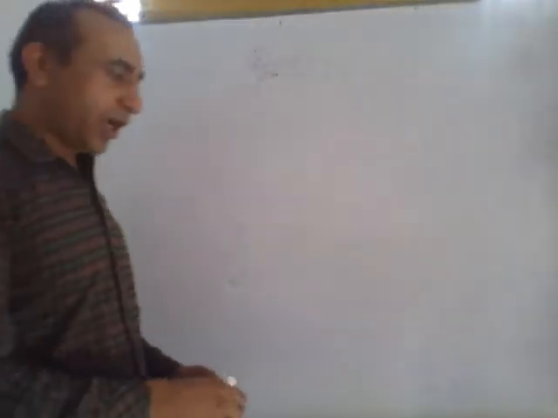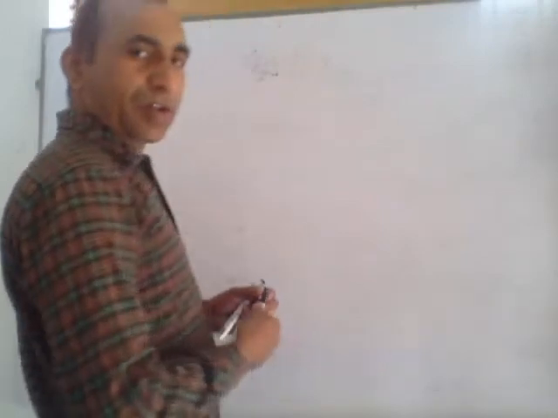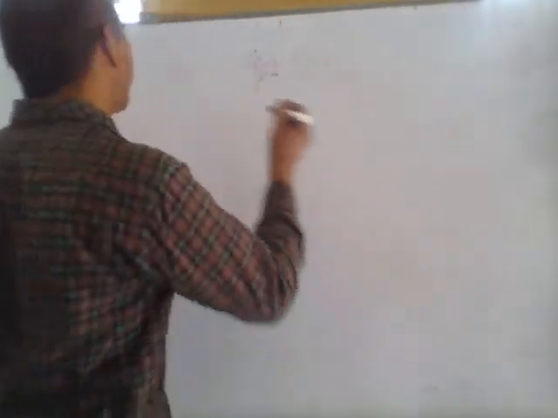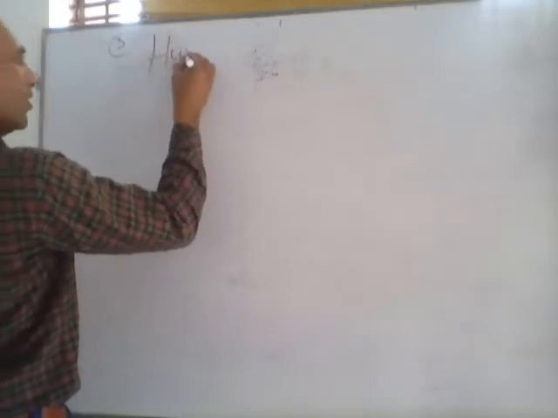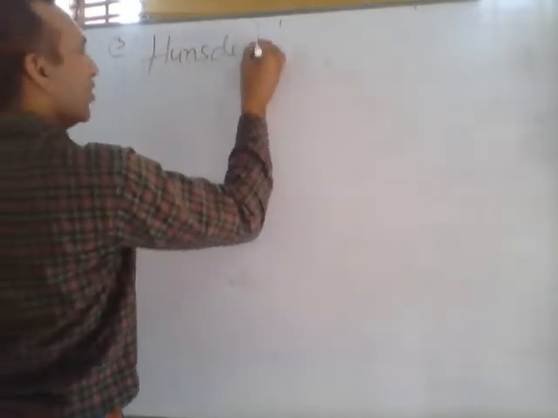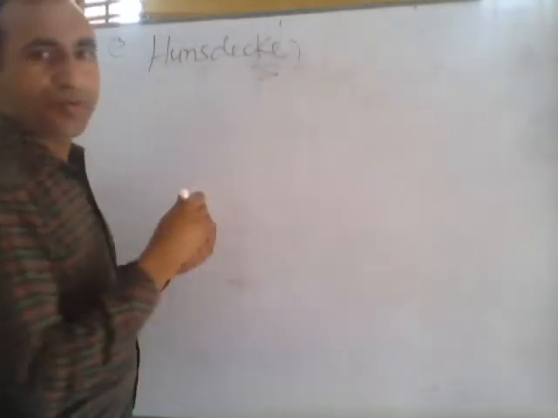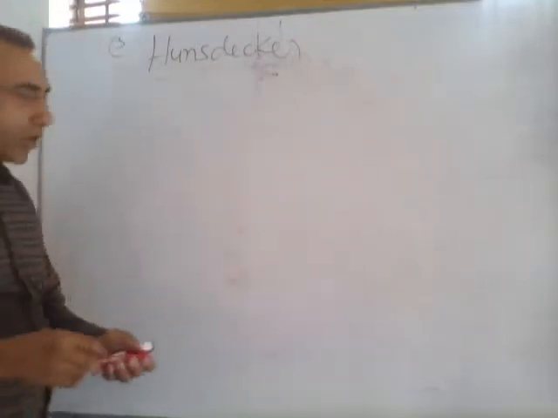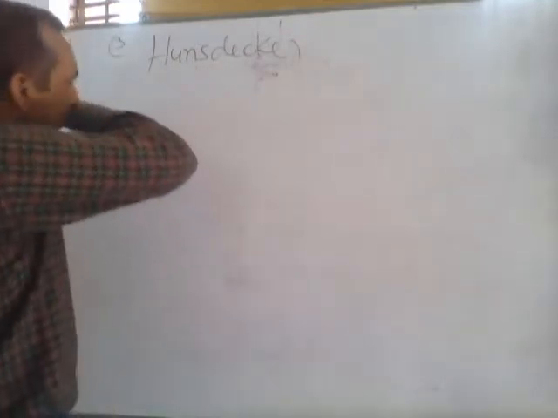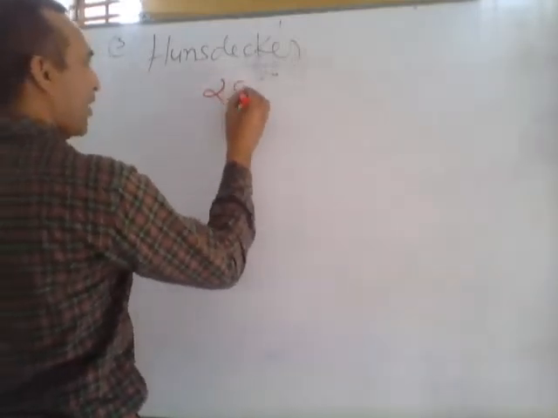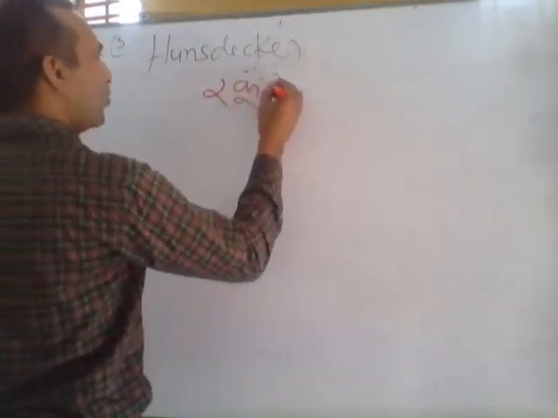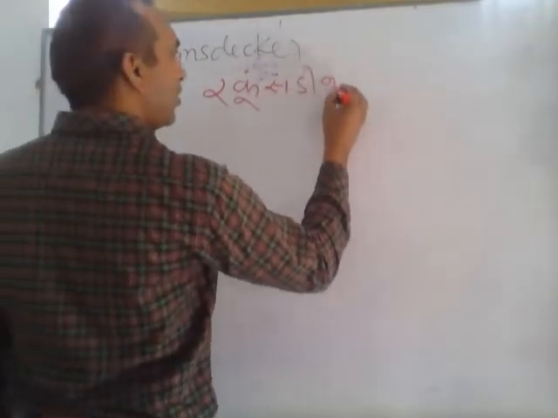Next, according to the trick MAHAFILS, H means Hunsdiecker. The third reaction is the Hunsdiecker reaction, the most important reaction. Listen. To remember the Hunsdiecker reaction, I am writing a trick: Ra Hunsdiecker.